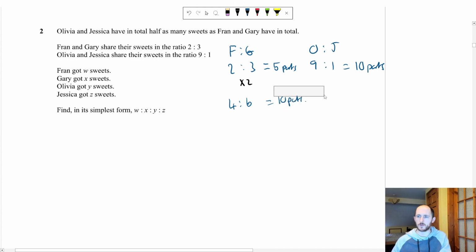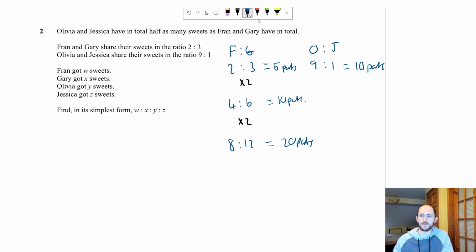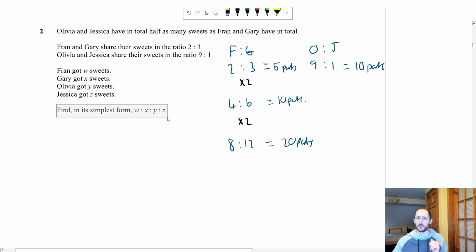So what's the best way to do this? Well, I like to reverse it. Half as many as Fran and Gary means that Fran and Gary have twice as many as Olivia and Jessica. So all you need to do is times it by 2 again, because they should have 20 parts if Olivia and Jessica have 10 parts. Now, why is the multiplying way better? Well, if I divide this by 2, you can see I'm going to get decimals. And in order to find a ratio in its simplest form, you cannot have decimals. So what I'd have to then do is times it to get rid of the decimals when I could have just done that from the very beginning.